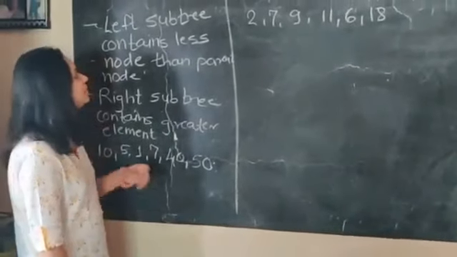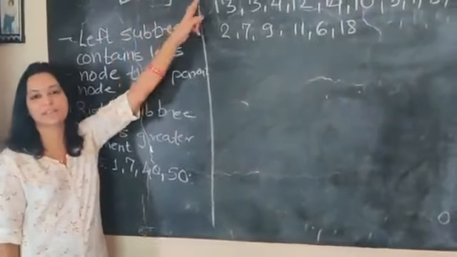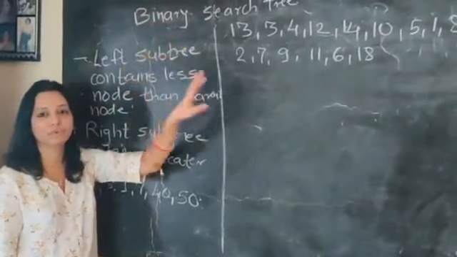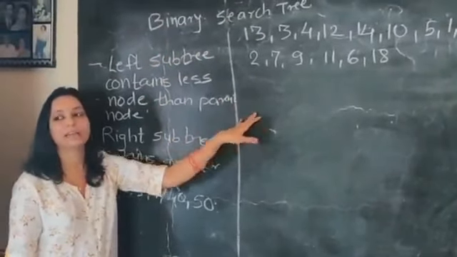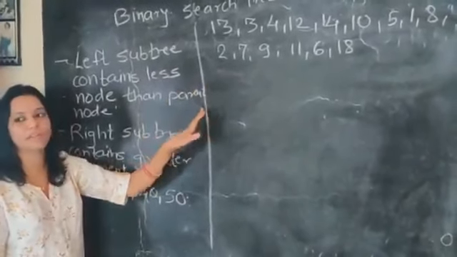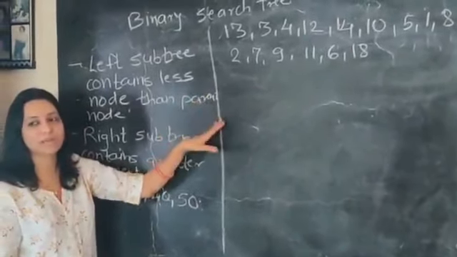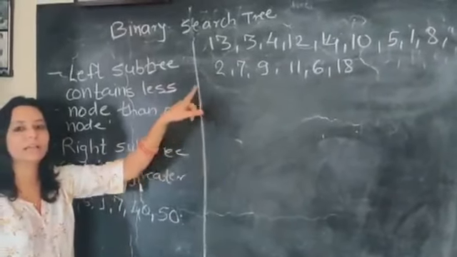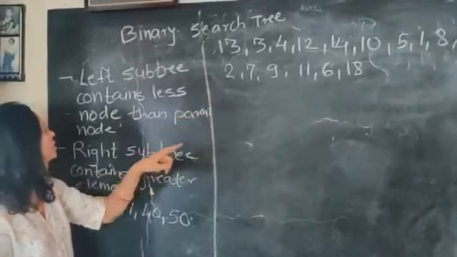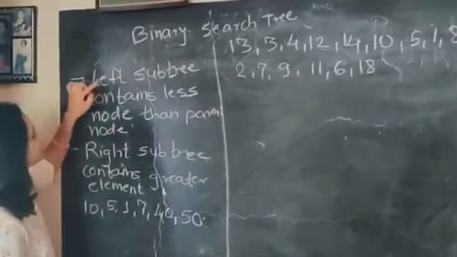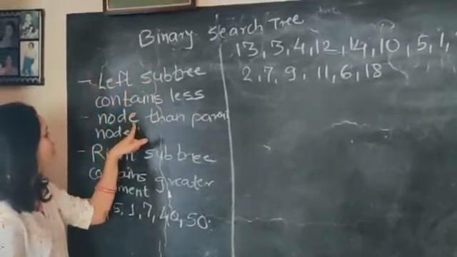So today we will see the topic binary search tree. Binary search tree is the tree in which root node is present and the tree is built in such a way that the left node of the tree is smaller than the parent node and the right node is greater than the parent node.